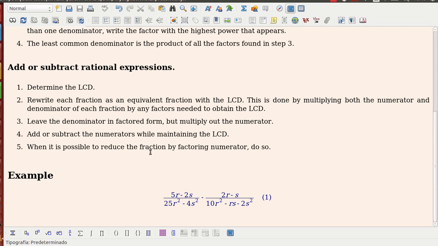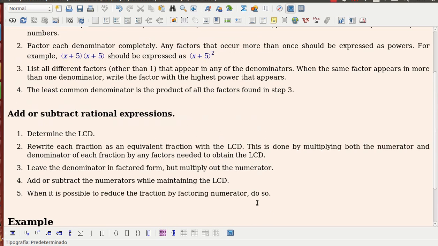Let's see the example. We're going to subtract (5r minus 2s) over (25r squared minus 4s squared), minus (2r minus s) over (10r squared minus rs minus 2s squared). So, first step, determine the LCD.